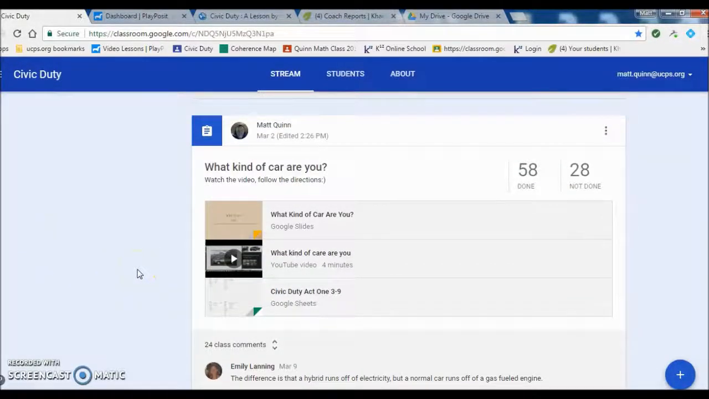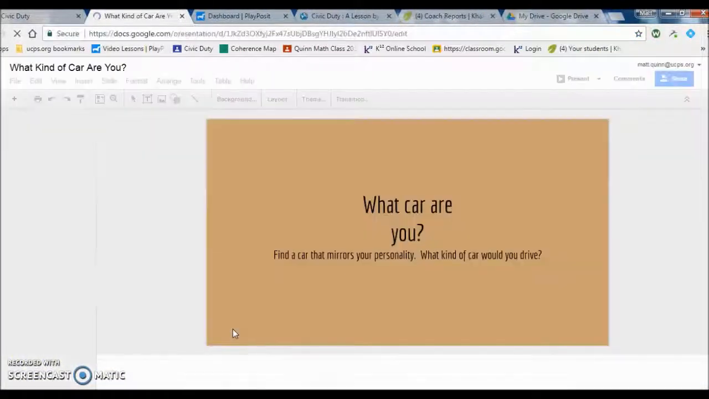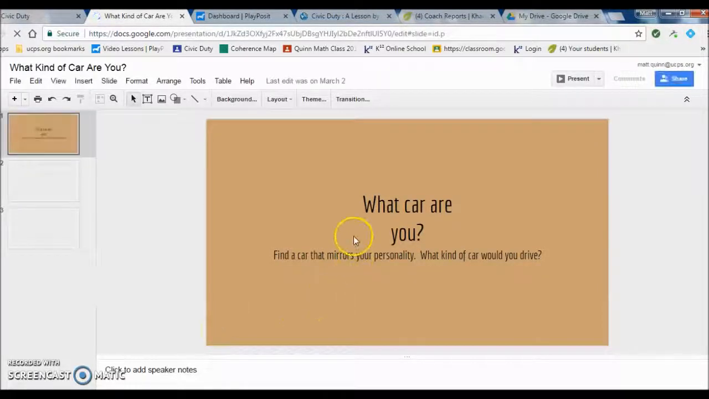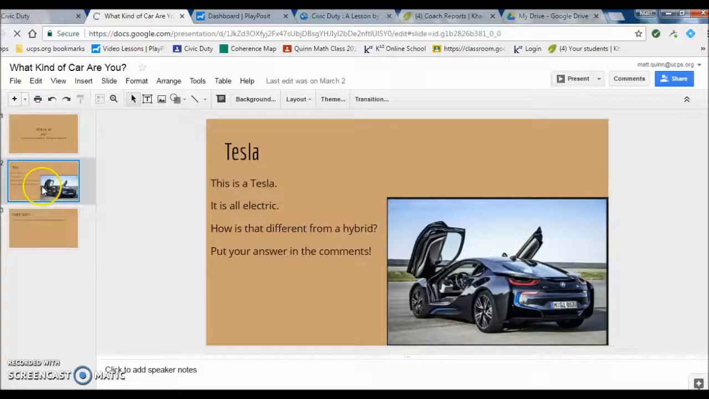All right, so one of the first assignments I had them do for this was just, what kind of car are you? It's just a quick little thing. They were supposed to come in here. There were slides created that basically give them the instructions. These are slides I would have shown in class, maybe talked about with them. Here's an example of a car that I think I am.